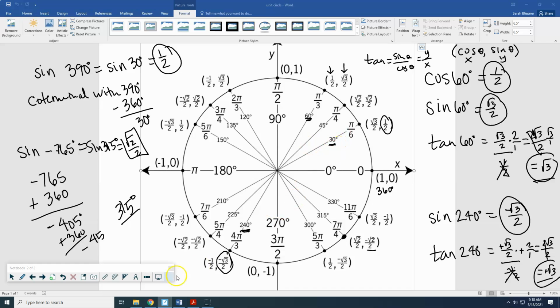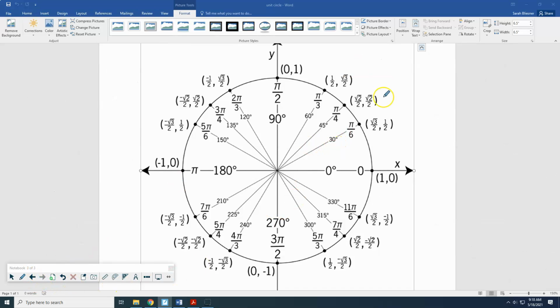Now let's take a look at some examples that are in radians instead of degrees. So if I wanted to know the cosine of 5 pi over 6, my angle's given in radians, but I can just use the radian measure here. So I see that there's 5 pi over 6 here, which tells me that the cosine is negative square root of 3 over 2.